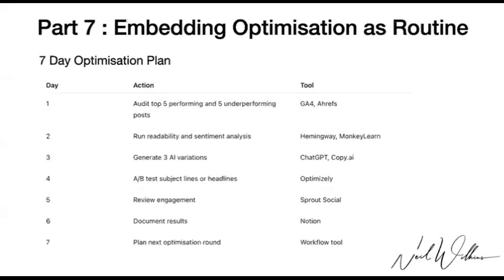And so, what I'd recommend, as we're pulling all of this into almost an optimization plan, is here are some things you could focus on if you wanted to embed this into your daily habits as a marketer or as a communicator or as a content creator. I would suggest you create a 7-day optimization plan where on each of the days you add in some additional actions, some additional tools, and you build this into your workflow, into your process of content creation.